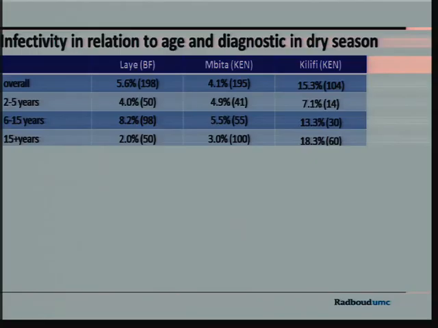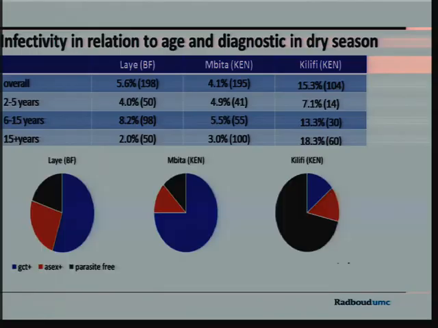What's very interesting from a public health point of view: can you detect them? These are all the infectious individuals in the pie chart. In blue, the ones that are gametocyte positive by microscopy. In red, the proportion that is asexual parasite positive by microscopy, so you would have picked them up with a standard RDT or microscopy survey. And in gray are all the ones that are free of parasites by microscopy.